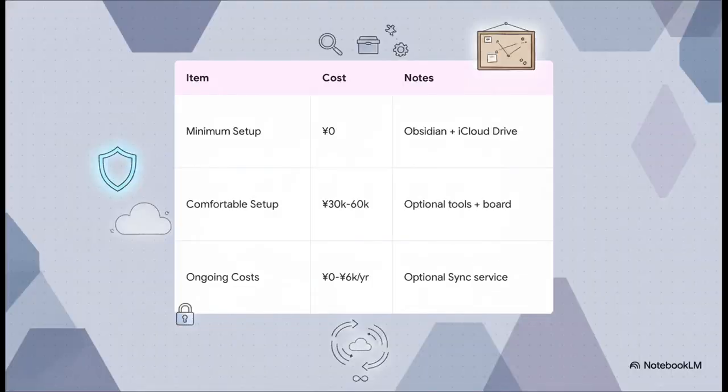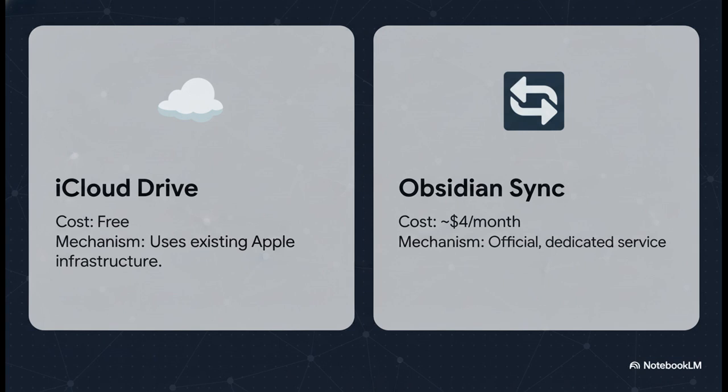So let's look at the full picture here. The baseline system is, as we said, completely free and fully functional. Now, if you want to expand later, you might consider some one-time purchases for things like specialized tools. The only potential recurring cost is if you decide you want to use the official Obsidian sync service instead of the free iCloud option. And just to quickly break down those syncing options for you.